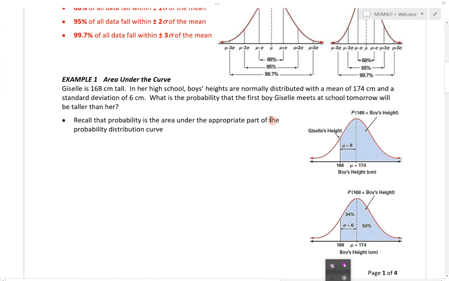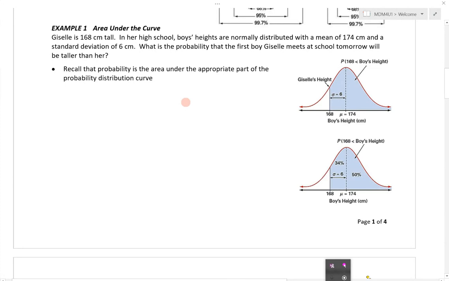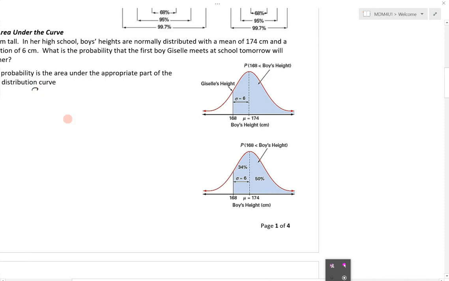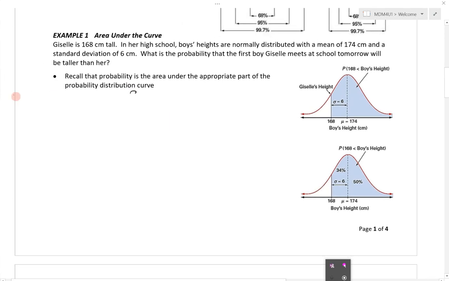Area under the curve. Giselle is 168 centimeters tall. In her high school, boys' heights are normally distributed with a mean value of 174 and a standard deviation of 6 centimeters. What is the probability that the first boy Giselle meets at school tomorrow will be taller than her? Remember, the probability is the area under the appropriate part of the probability distribution curve. So what we're looking for here is the probability that Giselle's height of 168 centimeters would be less than the boy's height.